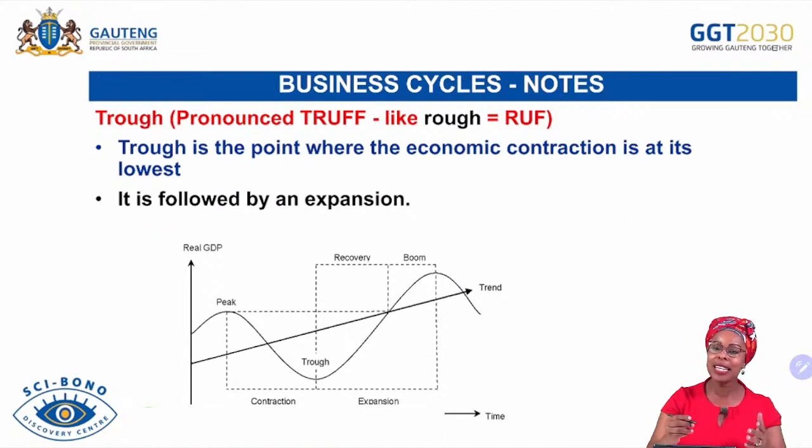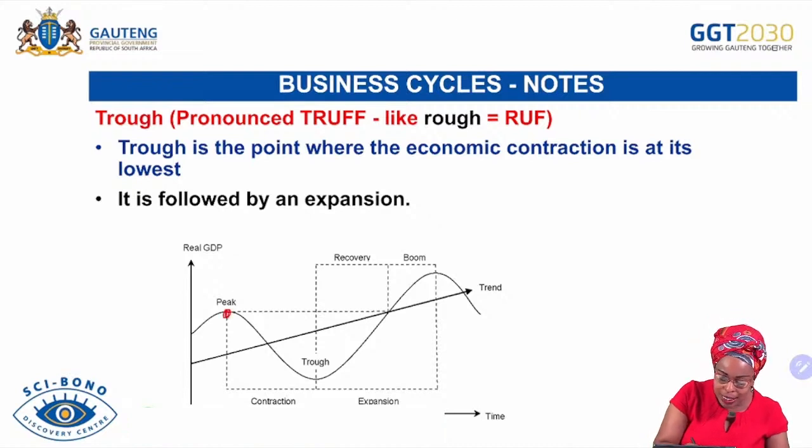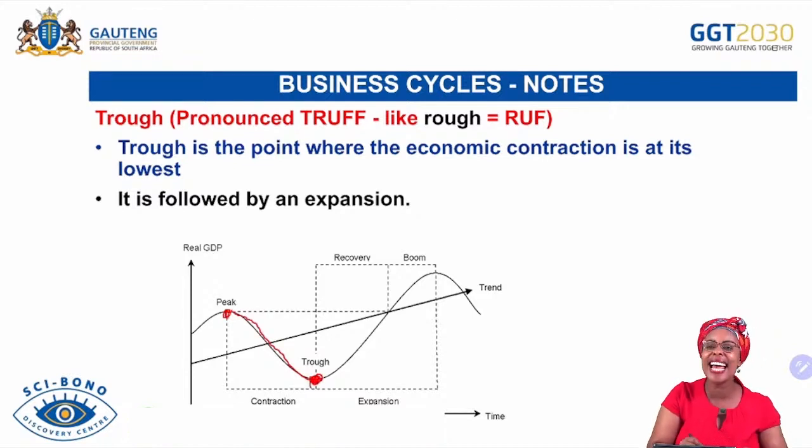There is a trough. During the downswing or contraction, there is a trough. Remember, it started at the peak to decline up until things become worse and deepen at the trough. Trough, you can pronounce it like trough, like rough, rough. You put a T before rough, it becomes trough. So it is the point where economic contraction is at its lowest. Wages and salaries are at their lowest. Profits are at their lowest at this point. Employment is at its lowest at the trough.